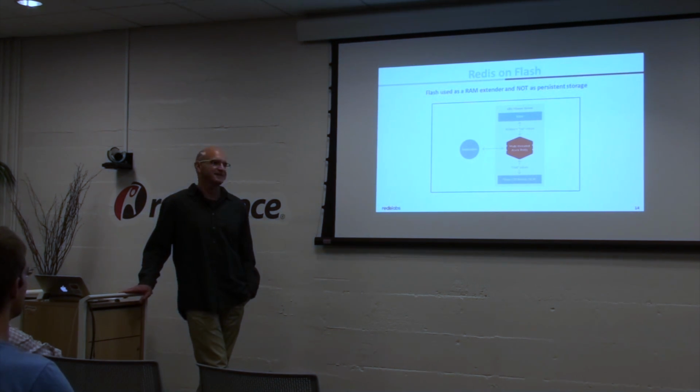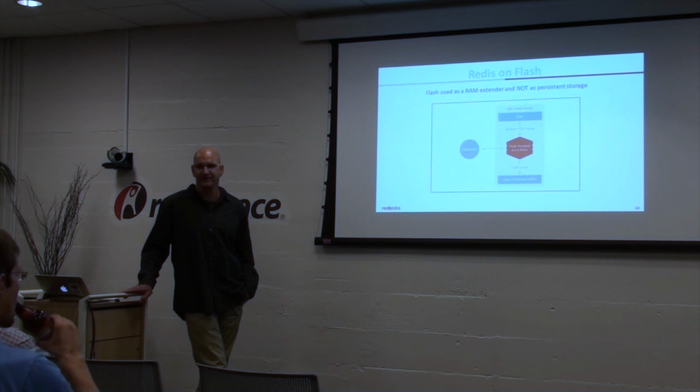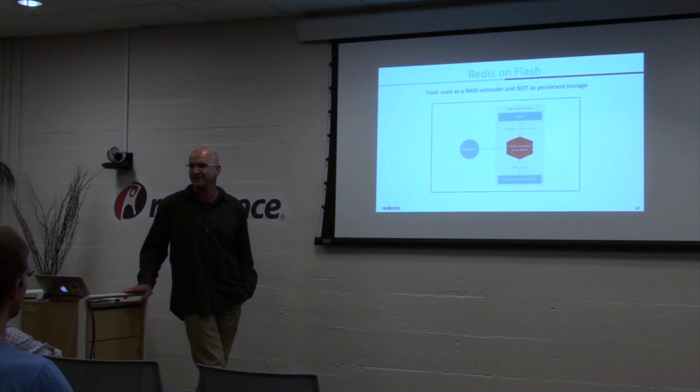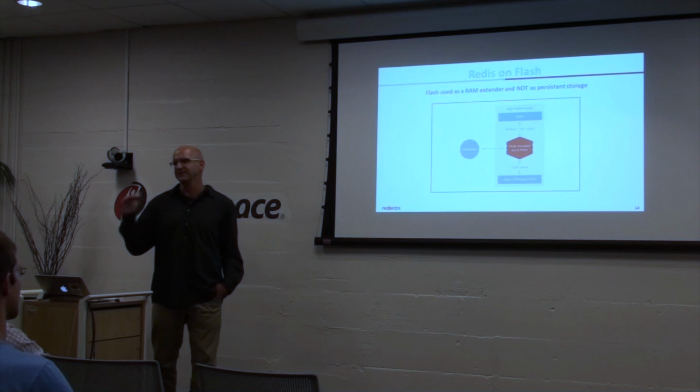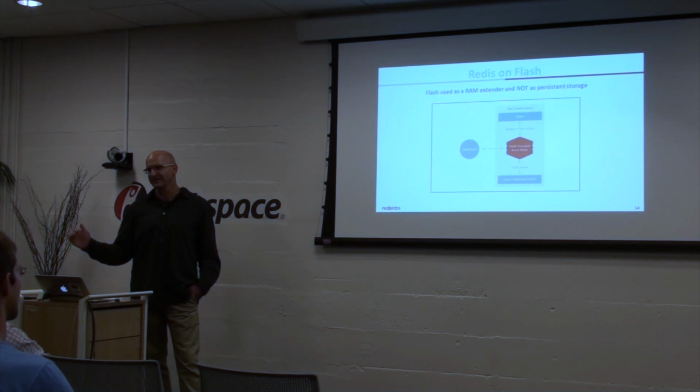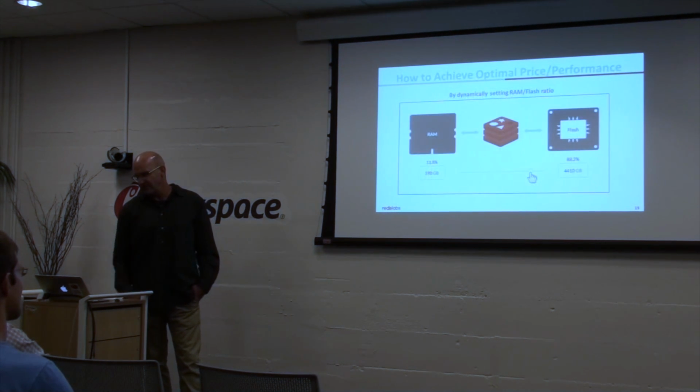But the concept is, let's put the keys in RAM, the key data structure of Redis. Let's put the hot value in RAM and the cold value on Flash. And let's treat Flash as a RAM extender. So what is in Flash is not in RAM. What is in RAM is not in Flash. If something happened to your Flash, you still need to use the regular data persistence mechanisms of Redis. Okay? And we also add a way to control the ratio between RAM and Flash with a slider.